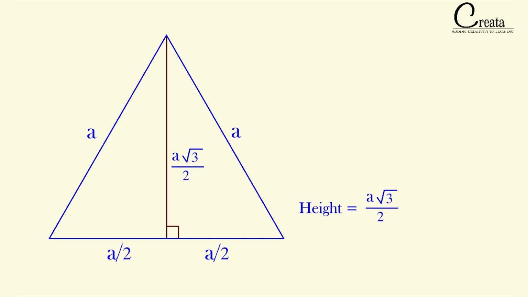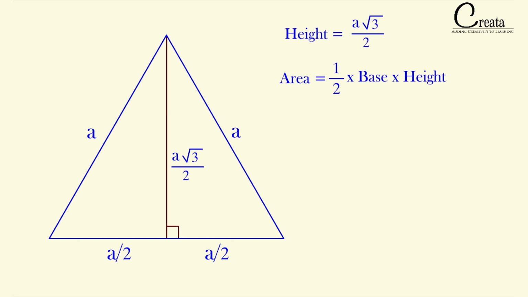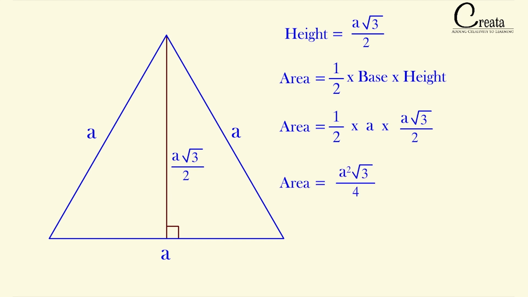So if you get a question to find the length of the median of an equilateral triangle, then the length of the median will be equal to the length of the height of the triangle. The length of all the line segments of the triangle will be the same, that is, A root 3 upon 2. Further, let's try to calculate the area of the triangle. The area of the triangle is half into base into height. Here, if we assume the base as A, the height will be A root 3 upon 2. On solving, we get the area of the triangle as A square root 3 upon 4.